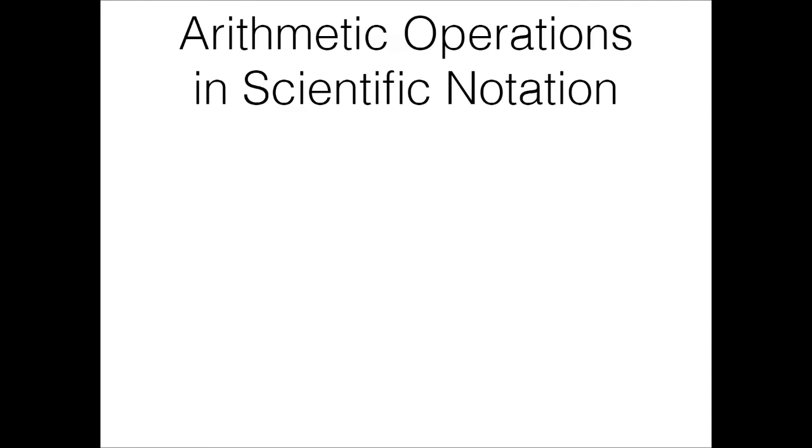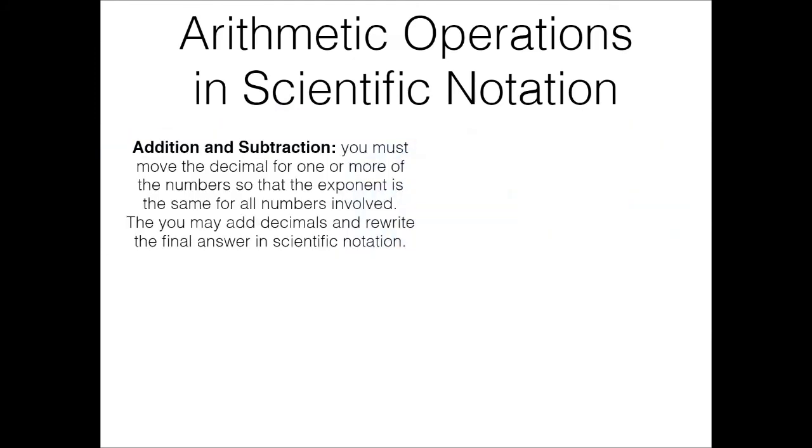All right. Now, let's discuss arithmetic operations with scientific notation, keeping track also of our significant figures rules from previous slides. Sometimes you have to add, subtract, multiply, or divide numbers that are all in scientific notation. What are the rules? Adding or subtracting is where you have to be really careful. When you are adding or subtracting numbers in scientific notation, you can only do so if you have the same power of 10. Okay? You must move the decimal for one or more of the numbers so that the exponent is the same, the power of 10, for all the numbers involved.